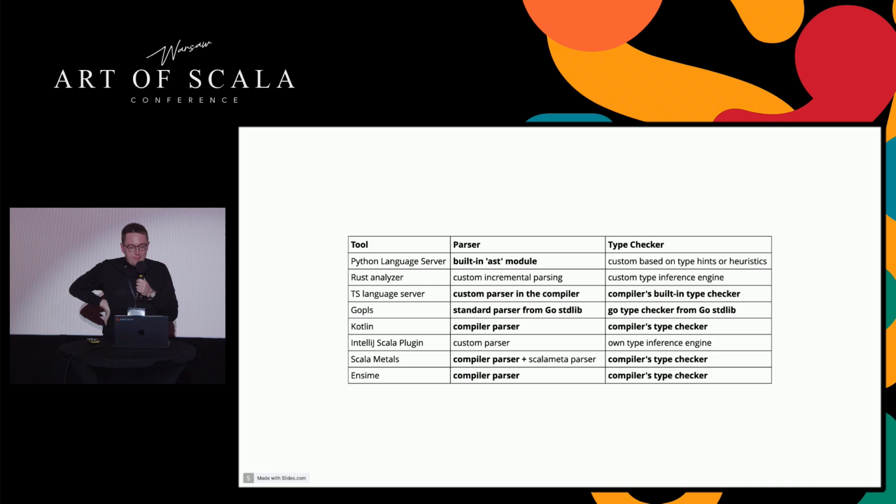Kotlin also uses the compiler parser and compiler type checker. Then we have the IntelliJ Scala plugin, which uses a custom parser and custom type inference engine. Then we have Metals and Enzyme, which use the compiler parser and compiler type checker.